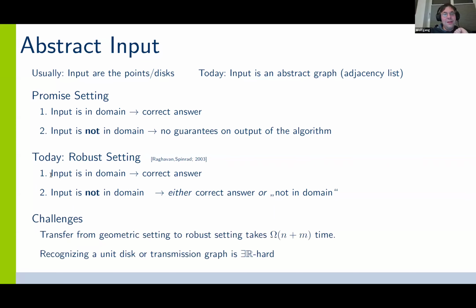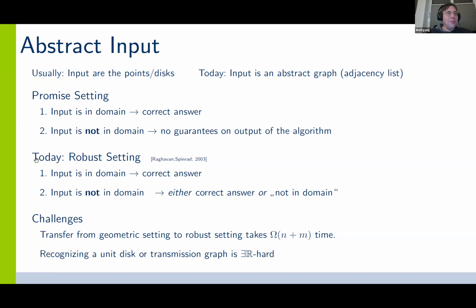And yeah, as I said, now what we want to do is we want to go from the geometric setting that I showed you to the robust setting. The reason why it's interesting for unit disk graphs, but it's, for example, not interesting for planar graphs, is that checking whether a graph is a unit disk graph or a disk graph or a transmission graph, all these properties are hard for or complete for the existential theory of the reals. And the existential theory of the reals is something that lies in PSPACE, but probably outside NP. Okay, so does it make sense? Do you get this definition, or should I give more?